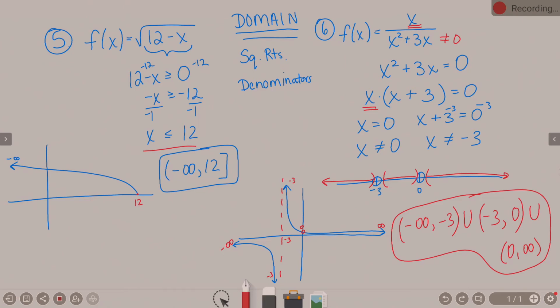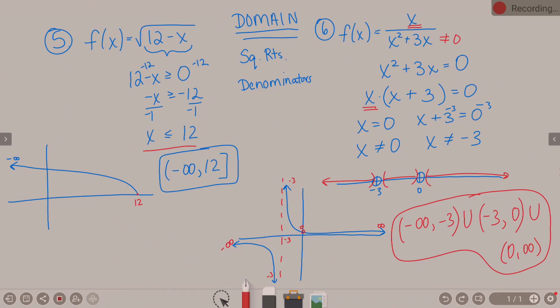Does that help a little bit there? I get it. Some of you guys are more comfortable with the graph. Some of you are more comfortable with the algebra. The ideal situation is using them together. Okay?